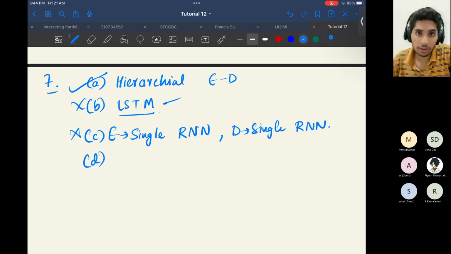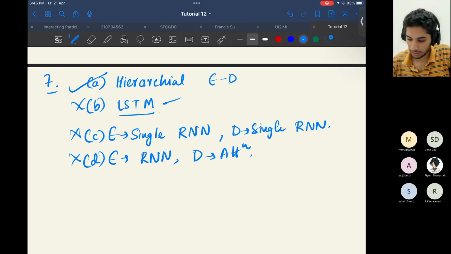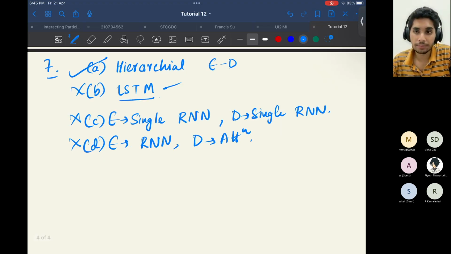And option D is an encoder decoder model with an RNN as encoder and a decoder equipped with an attention mechanism. So the encoder is again an RNN and the decoder has some attention. Again, you won't be able to deal with a sequence of sequences with RNNs. So this is also not the correct option. For the seventh question, if there is some doubt, you can directly unmute yourself. If not, I will move forward. So let's see what the eighth question is.